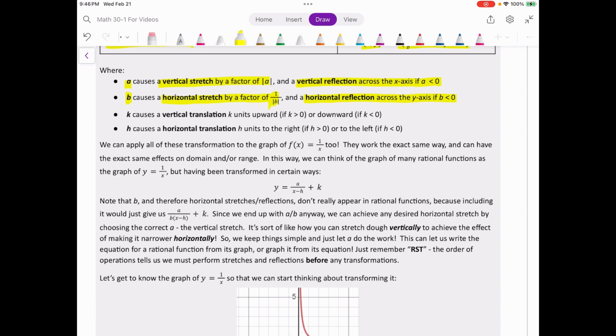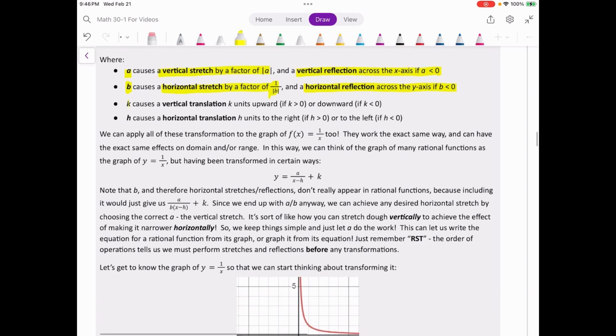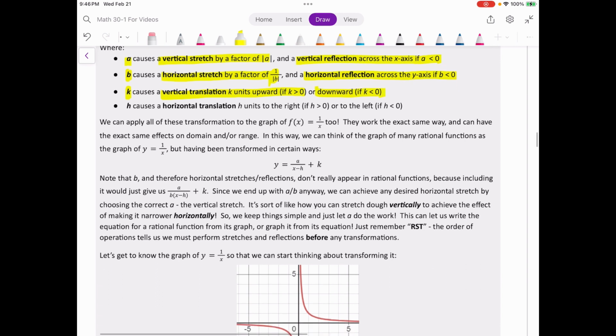If b is negative, then you're changing the sign of those x values, so you're moving them from the left side of the x-axis or y-axis to the right, or the right to the left. K causes a vertical translation k units upwards, slides it up, or downwards if k is negative. Again, we're just adding k to the y values, so if we add something to y, we're moving the graph up. If we subtract something from y, we're moving it down.